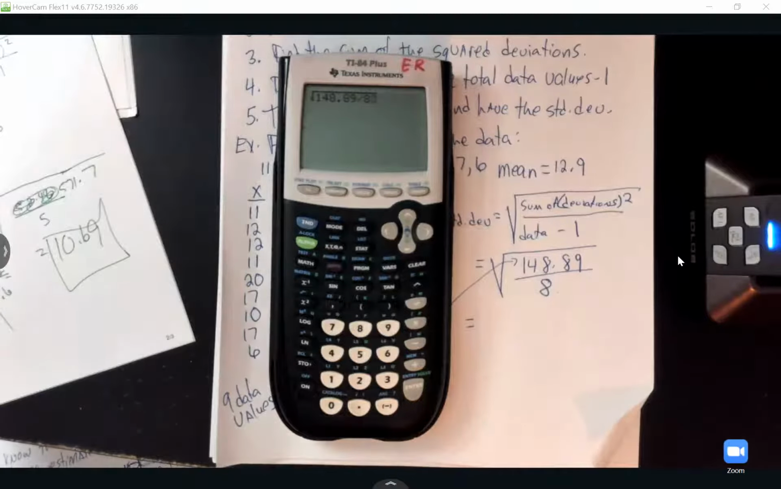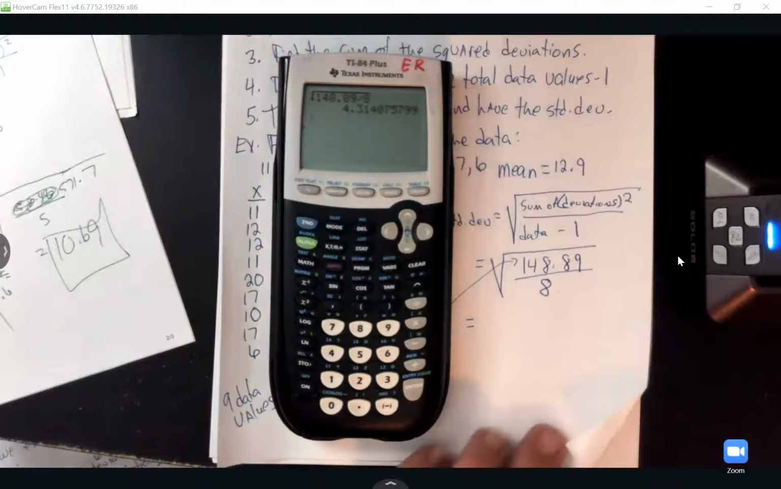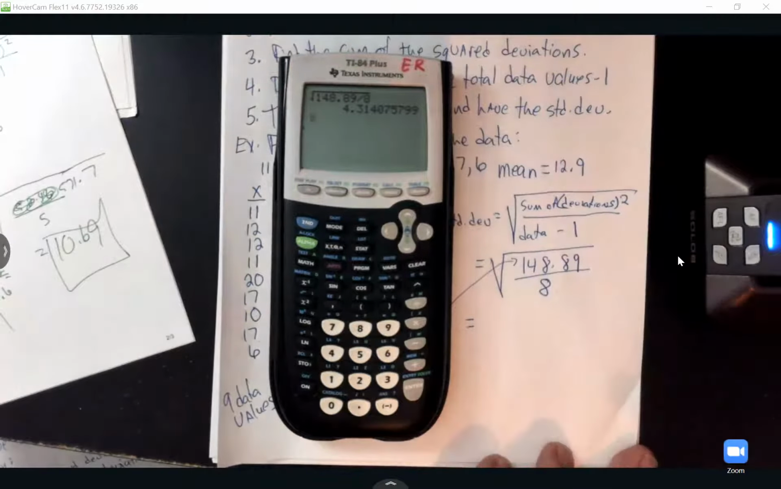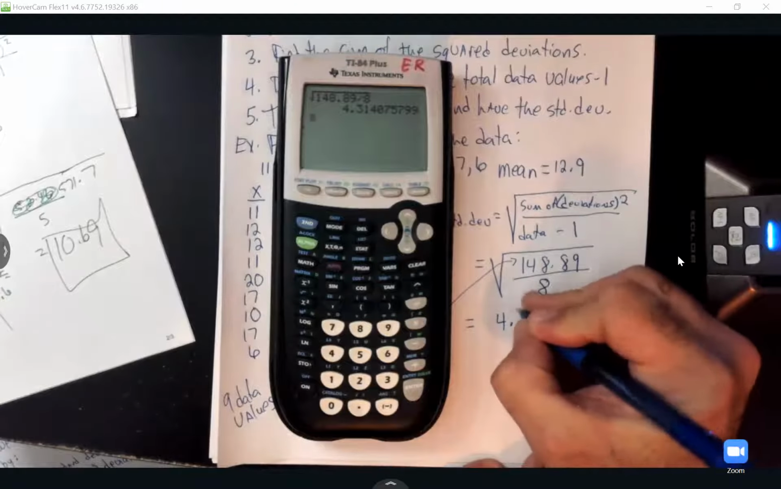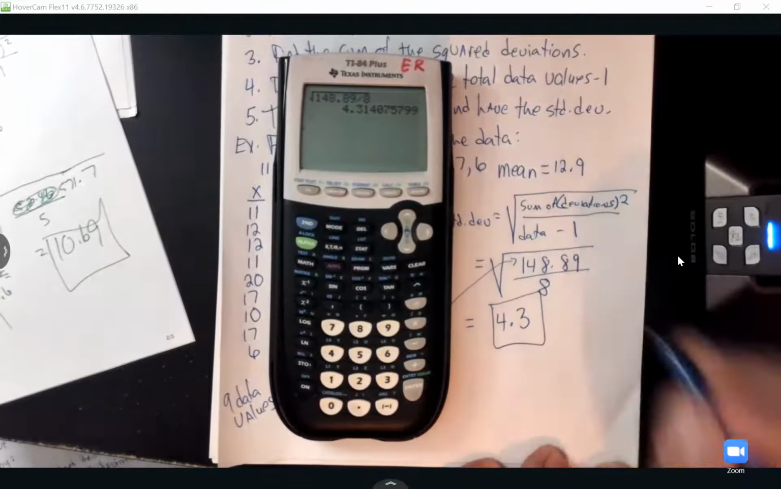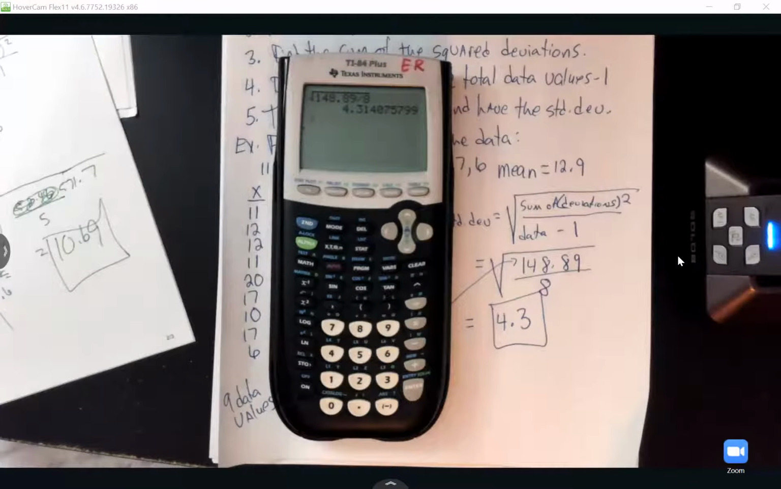So don't arrow out and then put the 8. Just do everything up under that radical. Hit enter, and we get a standard deviation. I'm going to round it to 1 decimal place. So that would be 4.3.